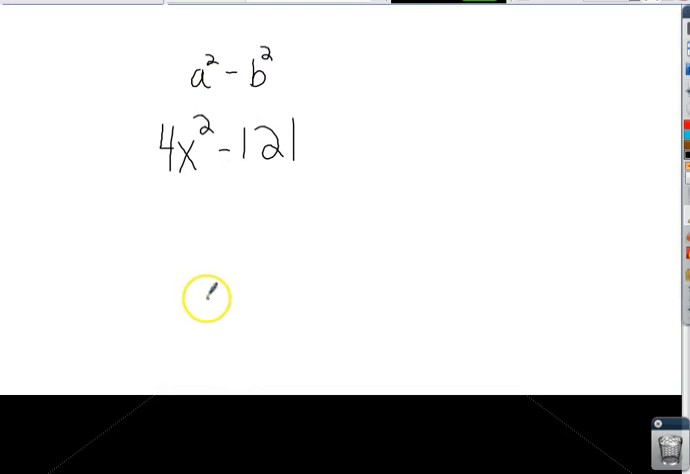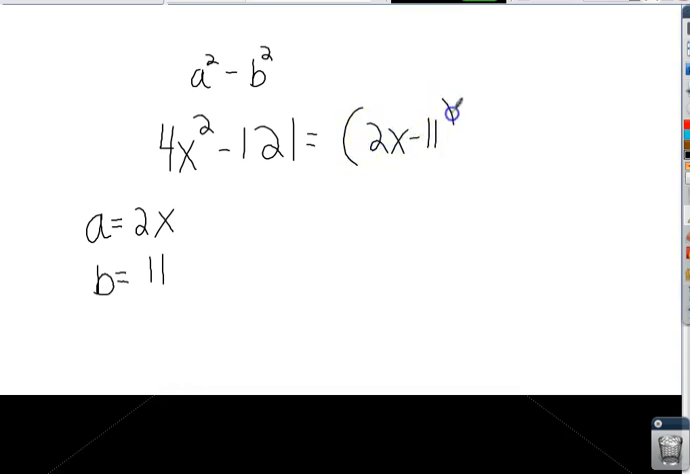So let me ask you something. What times itself gets me 4x squared, if there is anything? Well, what times x gets me x squared? So, well, that's just x. What times itself gets me 4? 2. Now, let's look what times itself gets me 121. Think about that for a second. 11. Now we put these into binomials. 2x minus 11, 2x plus 11. Done deal, folks.